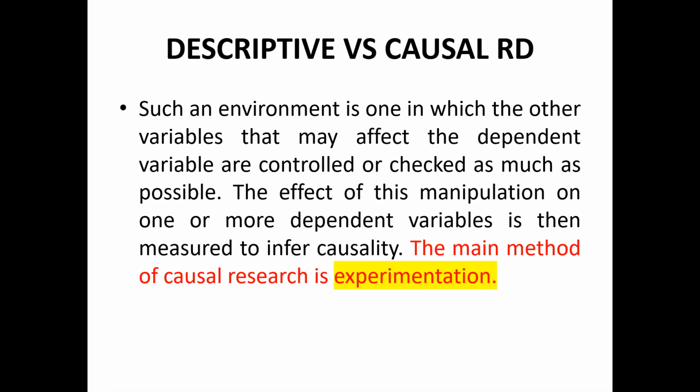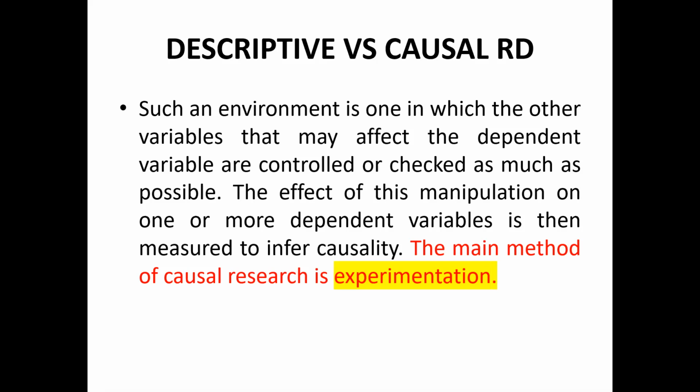The effect of this manipulation on one or more dependent variables is then measured to infer causality. The main method of causal research is experimentation. So this process we call experimentation. Whenever you talk about causal effect, about causal research design, you talk about causality and experimentation.